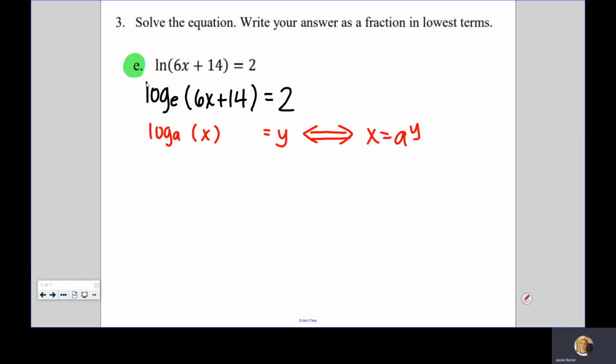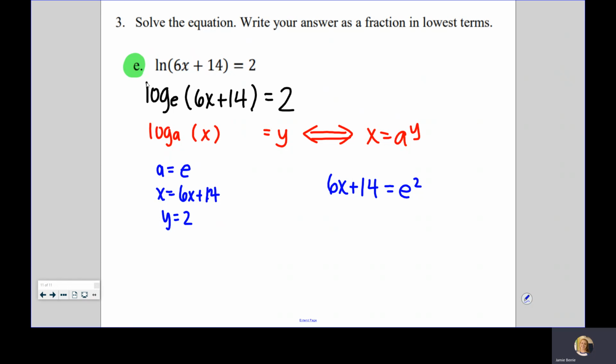Oh, and they want us to write our answer as a fraction here, so we're not going to plug anything into our calculator. We're going to just write this as a fraction. So I can see that the base a is e, that irrational number e. x is the expression 6x plus 14. y is 2. So I have 6x plus 14 equals a to the y, so that's e squared.